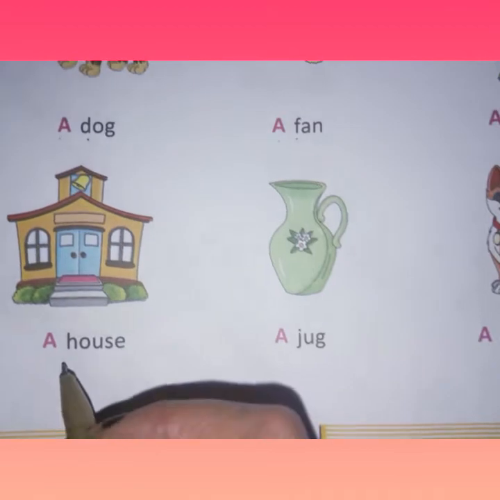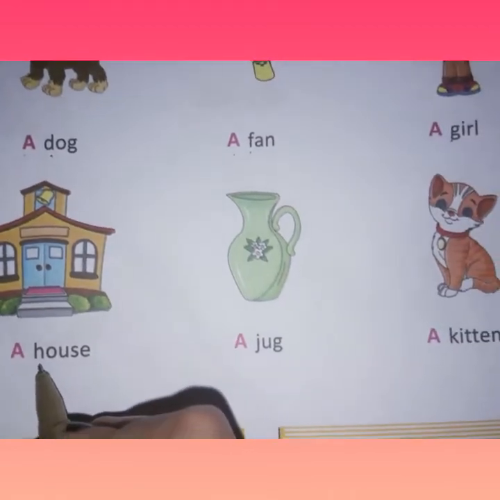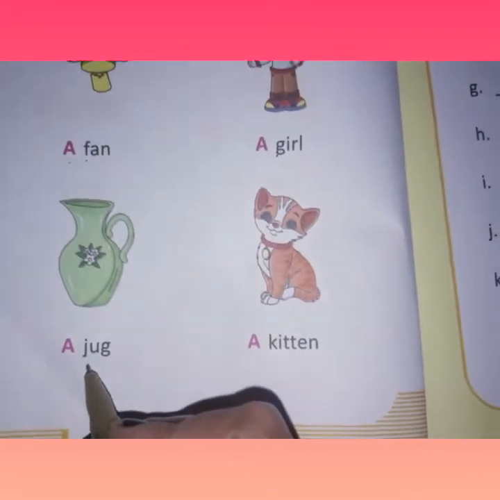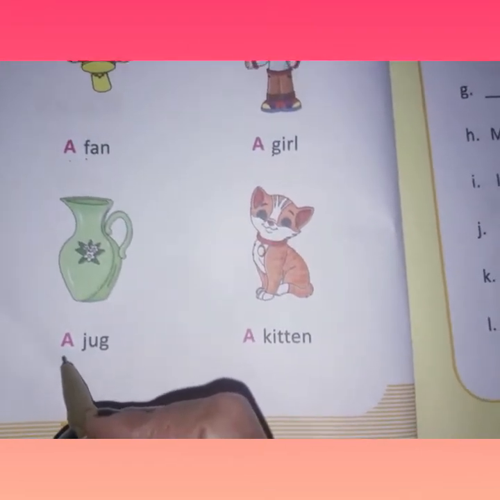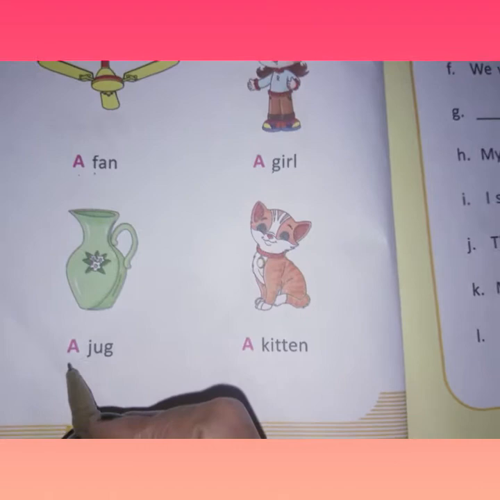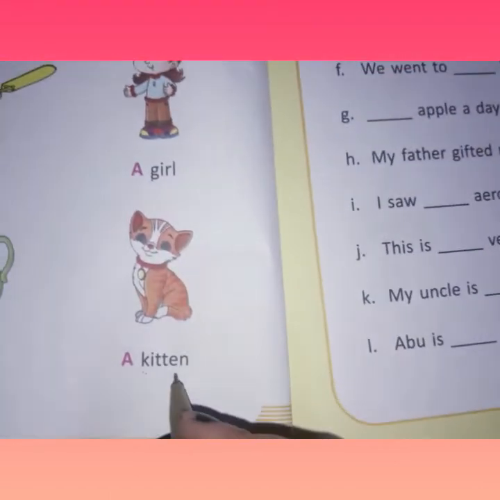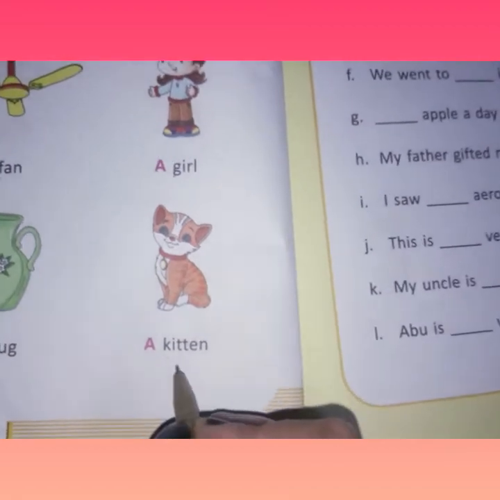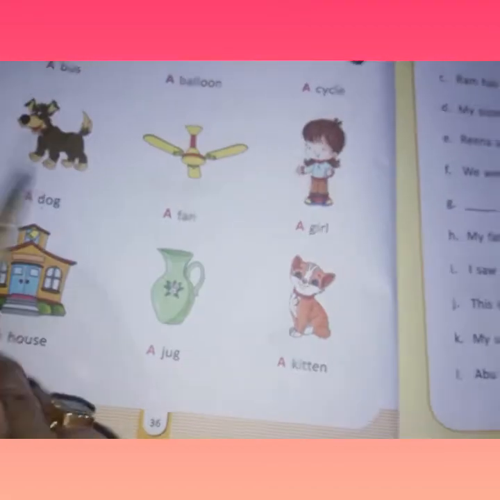A house. House starts with H. H is also a consonant. So what is written here before house? A. Jug. J is also a consonant. So what is written here? Here is written A before jug. Kitten starts with K and K is a consonant. So A is written before the word kitten. Okay? Children, we have read about A and an on page numbers 35 and 36.